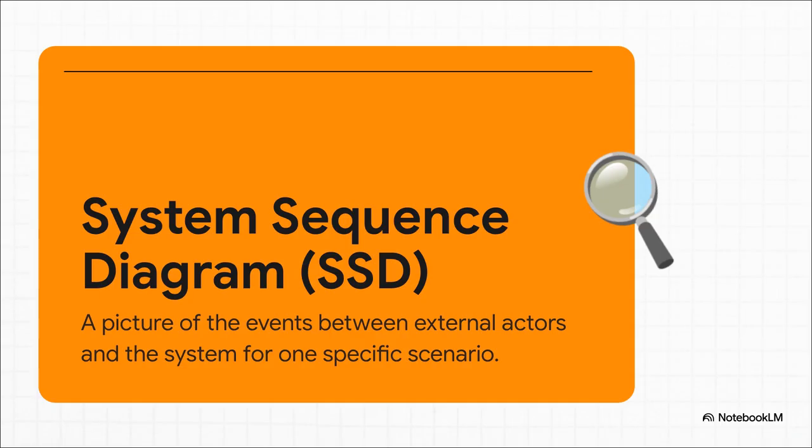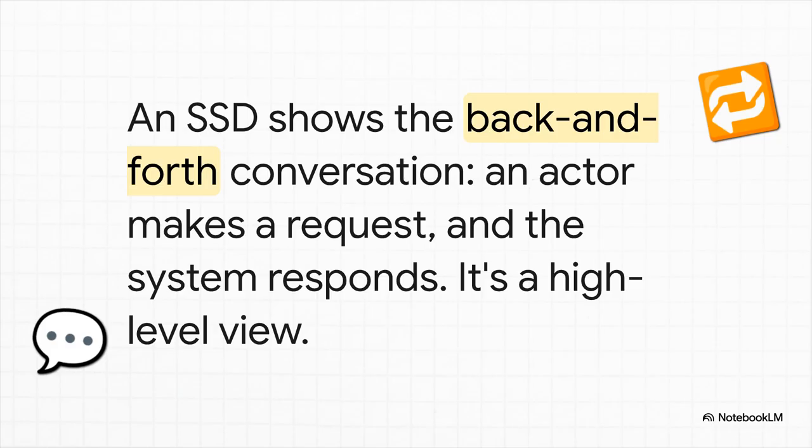An SSD doesn't care about all the complicated stuff happening inside the system. Nope. It just shows the messages, the events that go back and forth between the actor, that's you, and the system itself. So the whole setup is beautifully simple. You've got the actor, you, on one side, making a request. Maybe something like, enter item. And then you have the system on the other side. The arrows just show the flow of that conversation. It's this really clean, high-level picture of who says what and in what order.